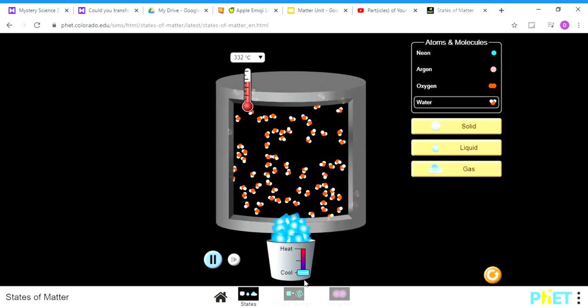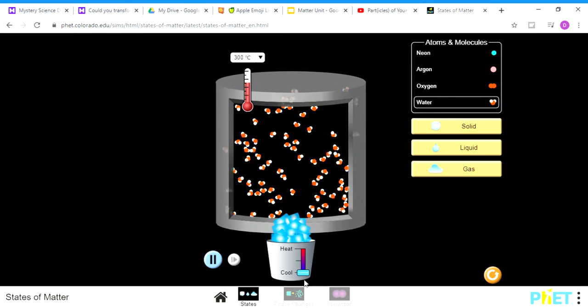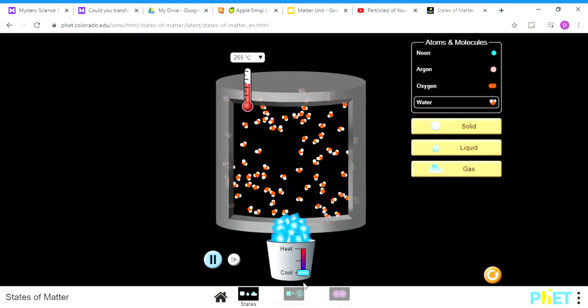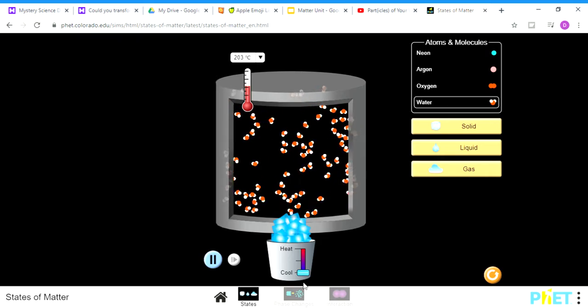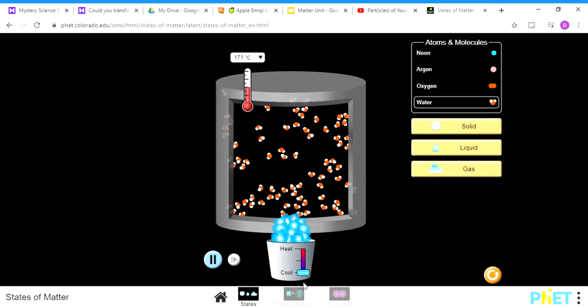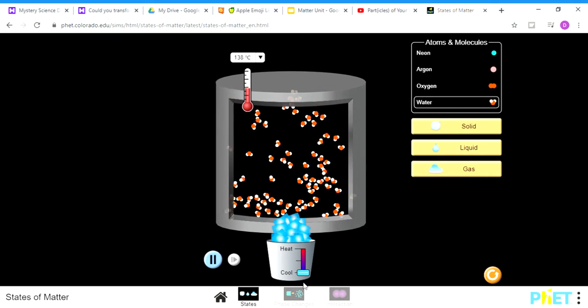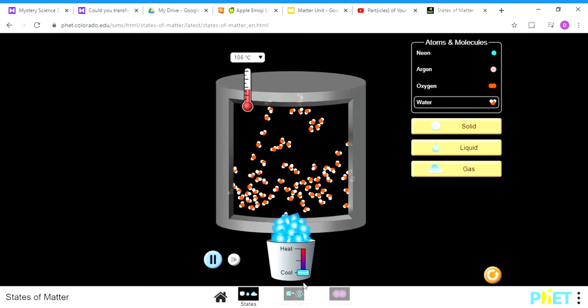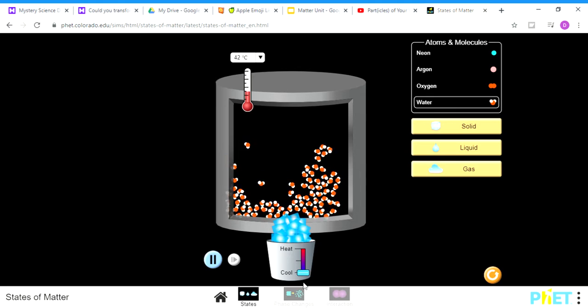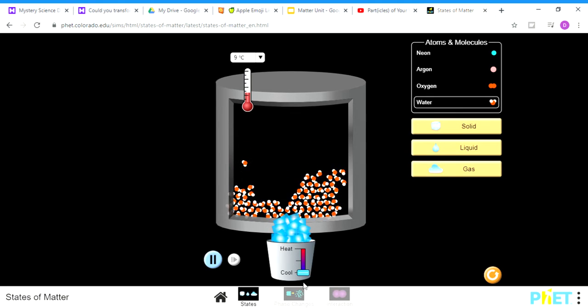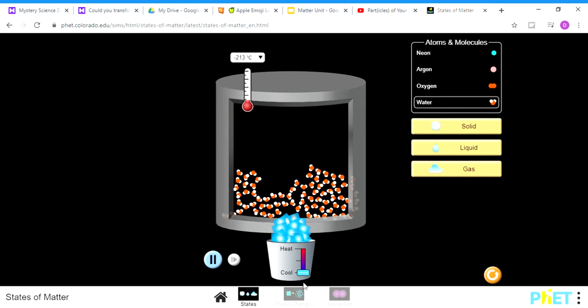So it's slowly turning into a liquid. We see that the space is becoming less and less between the particles. And they're starting to slow down. They're not vibrating as fast as they were. So all of a sudden, my liquid has turned into a solid. So if I cool it down, the liquid turns into a solid.